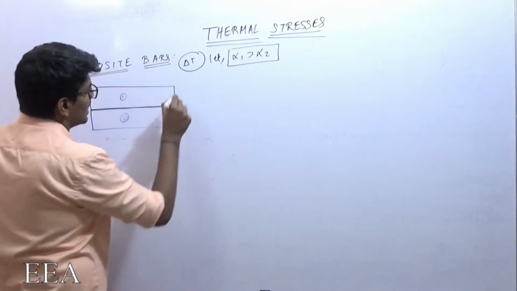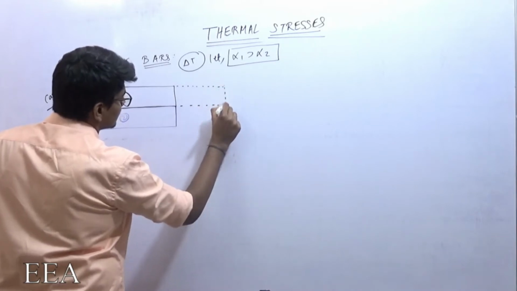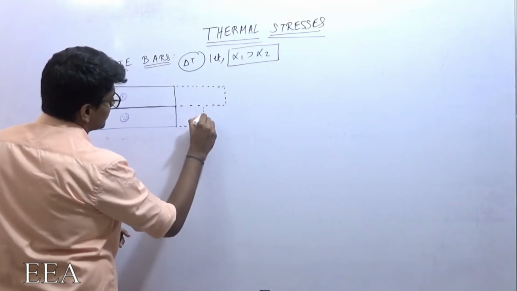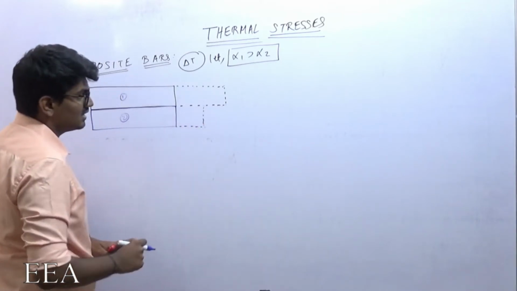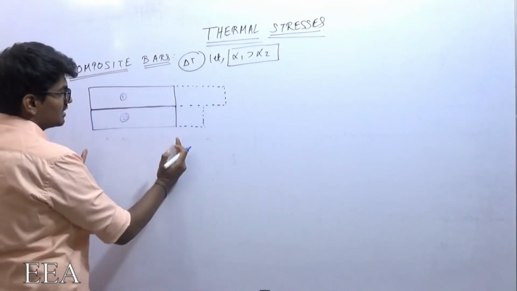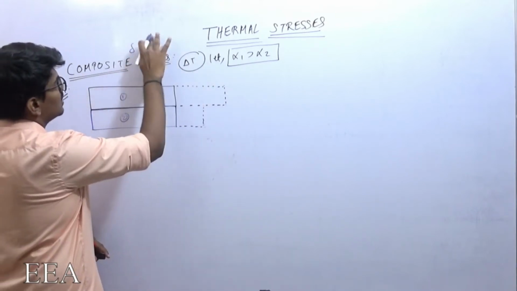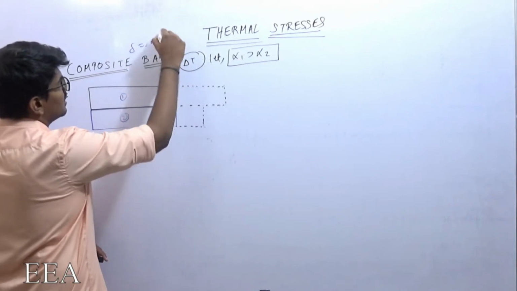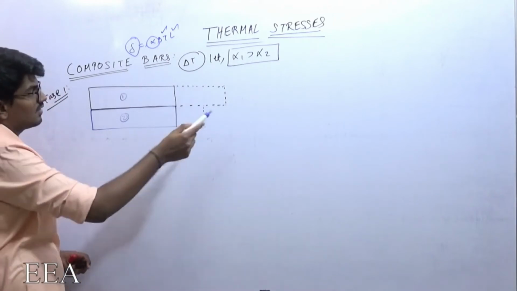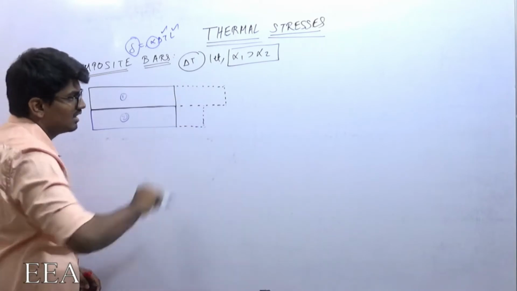So it is very clear that the first member is going to expand more compared with the second member. The second member is going to expand less. What is the reason? The second member's thermal expansion coefficient is less. Both of them have the same length, and I am raising both by the same temperature. I know that delta is equal to alpha delta T L. Delta T is the same, length is the same, so delta varies directly with alpha. If alpha is more, it's going to have more deformation. If alpha is less, it's going to have less deformation.